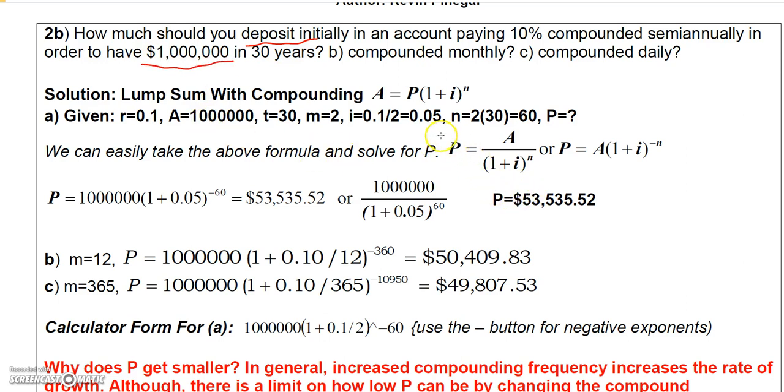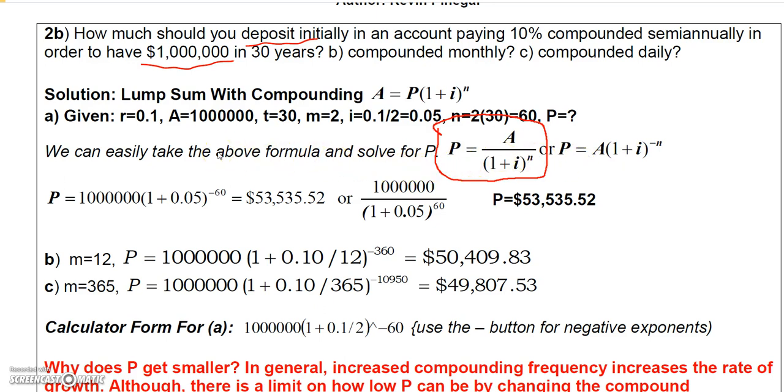If you remember earlier, I may not have shown you this, but the formula I had for amount was principal times 1 plus i to the n. If you solve that formula for P, you'll get P equals A divided by 1 plus i to the n power. Another way to write that is that P is equal to A times 1 plus i to the negative n. That's just another way to write it.